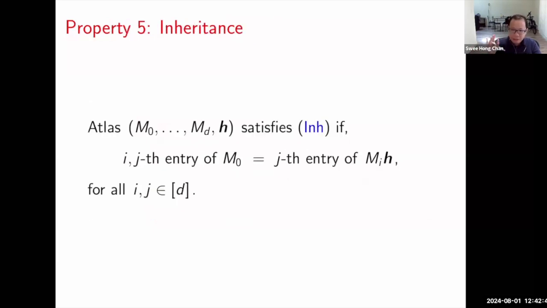And finally, the fifth property is actually the most complicated property. It's called the inheritance property. So far you see that our properties do not have a connection between the parent and children. This is where they get connected. This says that the ij entry of the parent is equal to the j entry of the i-th child after you multiply with the vector h. This is the property that ties together all of the matrices: the parent, the children, and the helper.